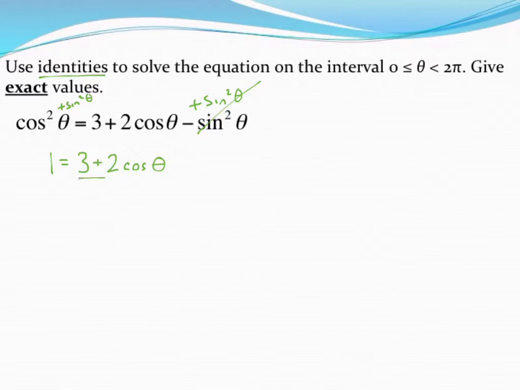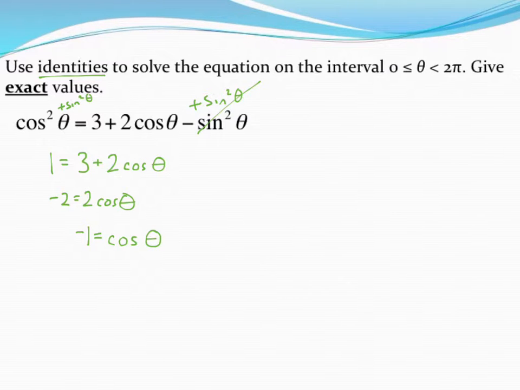First of all, be careful, that does not become 5 cosine theta. Think of it as 3 plus 2x. Those are not like terms, so do not combine those. Instead, let's go ahead and subtract that 3. So I end up with negative 2 is equal to 2 times the cosine of theta. And then dividing both sides by 2, I get negative 1 equals cosine of theta.